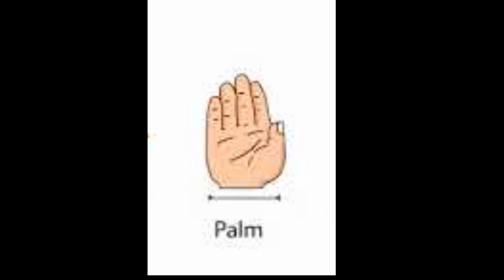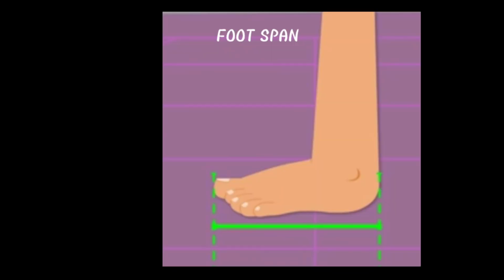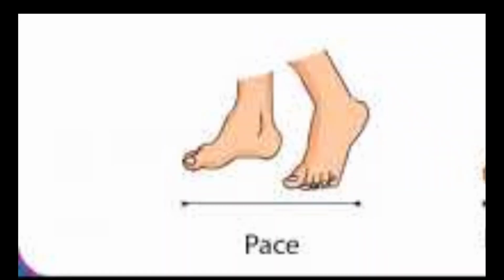The third one is palm. Palm means the length of the hand from your right side to the left side. The fourth one is digit. The digit is nothing but 1 finger space. The fifth one is foot span. The distance between the tip of the toe to the heel of your foot is called foot span. The sixth one is pace. The pace is nothing but the distance between the tip of the toe of one leg to the heel of the other leg.